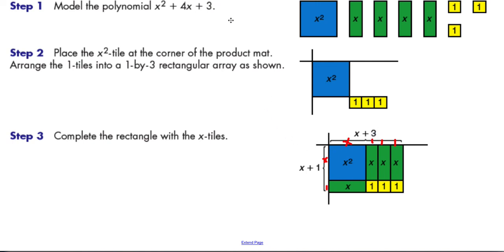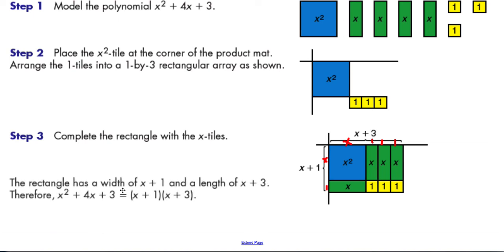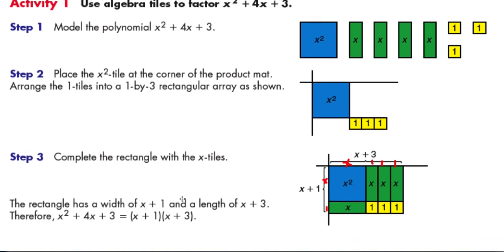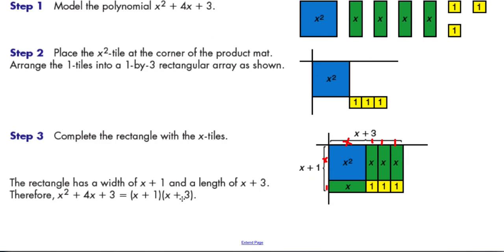So this particular trinomial, the rectangle, has a width of x plus 1 and a length of x plus 3. Therefore, x squared plus 4x plus 3 is equal to the quantity x plus 1 times the quantity x plus 3. And if you want to check if your answer makes sense or not, all you need to do is simply use the FOIL method. That's a little bit of background.